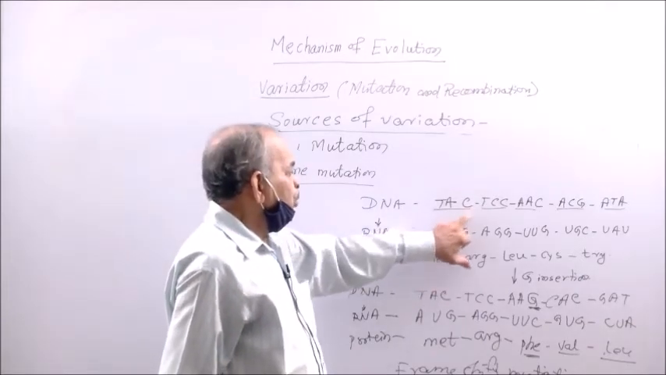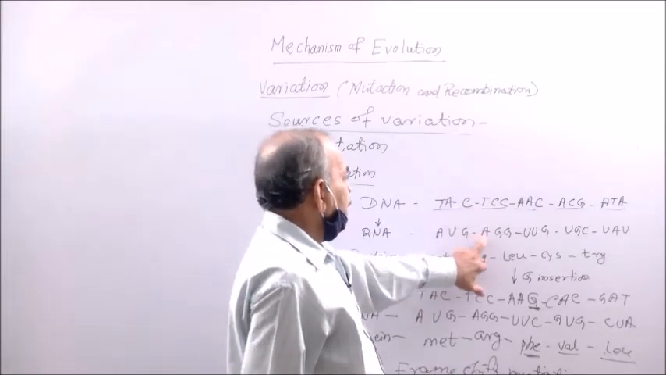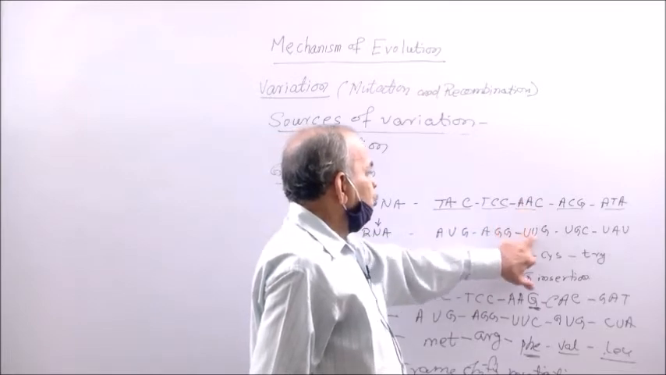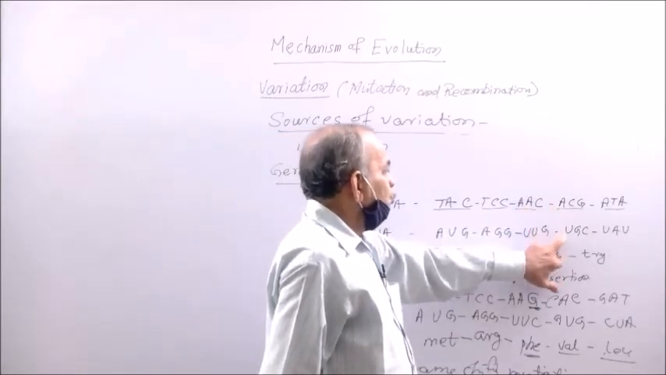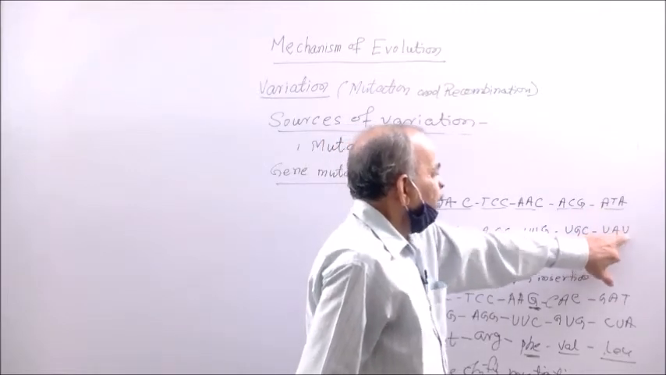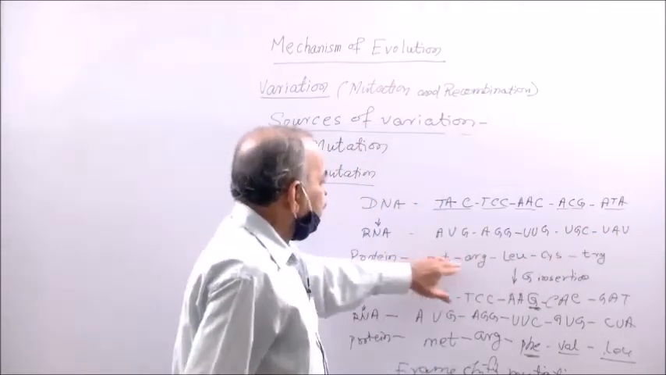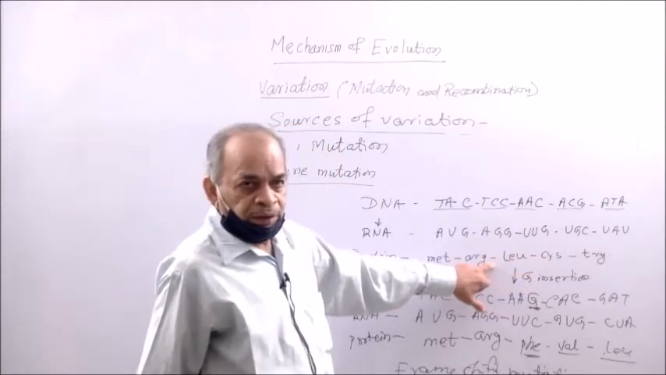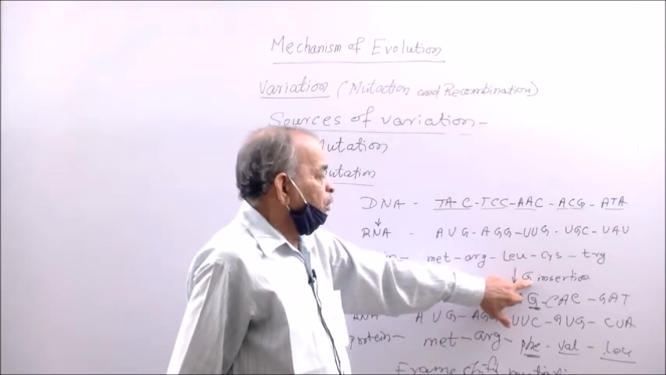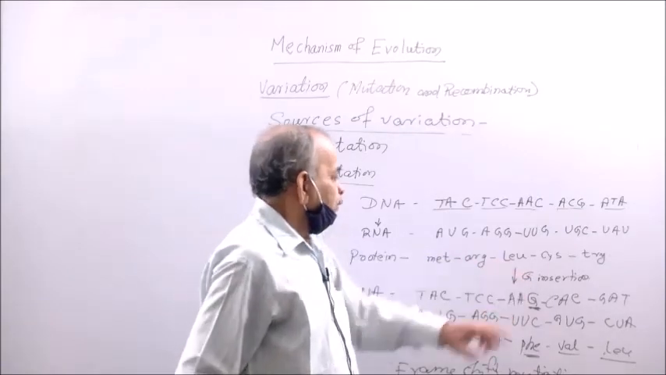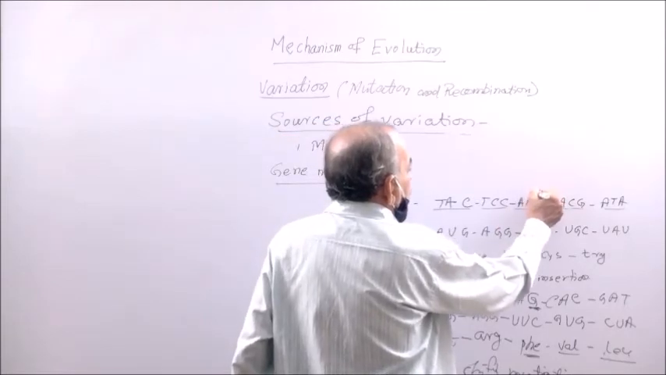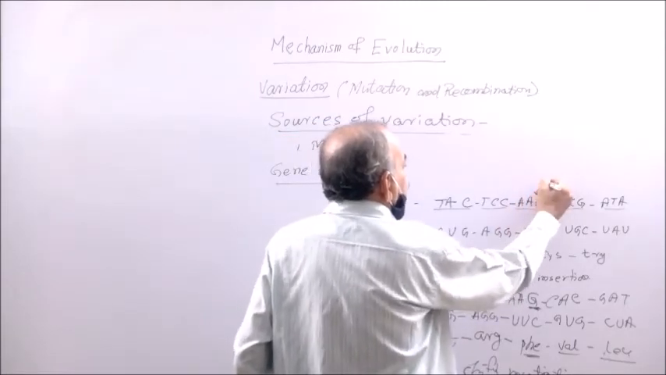So U, C with G, from T, A, C, G, C, G, then UUG, then UGC, then UAU, and these are the amino acids of that particular protein. Now see, if G is inserted here, particularly at this point, so G is inserted.